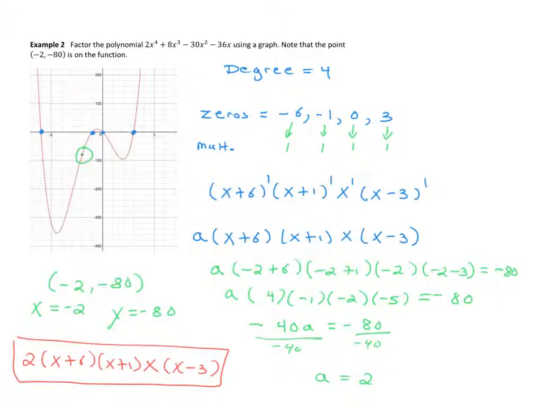So for the most part, using the zeros and the multiplicity is good, but because there was a 2 here instead of a 1, I just went one step further by choosing a point on the graph and seeing what value I could put in front of this whole equation so it would take me to the factored form. That value was 2.